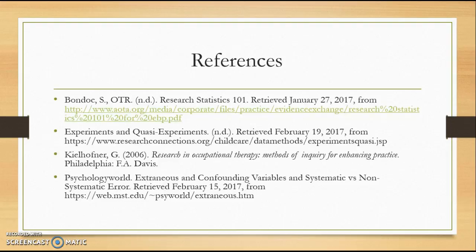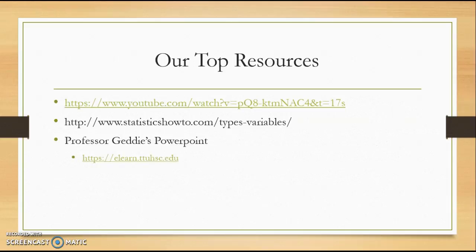Here are some of our references. We definitely had to take references from a lot of different places just because for us it was kind of hard to find all of the different types of variables. They're all very different and they're also very correlated. So it was kind of hard for us to find one specific reference for all of the different types of variables that we've discussed today. But we do have some top resources. These include Professor Getty's PowerPoints, just an extra little YouTube video, and a website that kind of lists all of the types of variables in very general layman's terms.